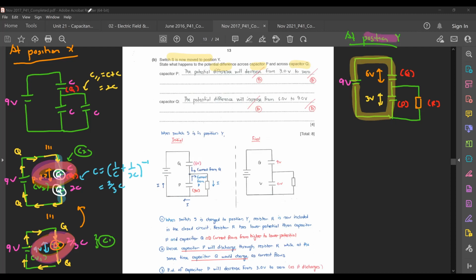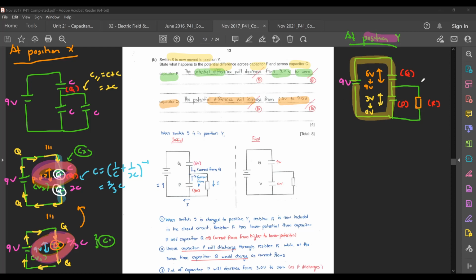For capacitor P, your PD will actually decrease from 3 volts to 0. So this part here, they tell you it will decrease from 3 volts to 0 volts. Whereas for capacitor Q, the PD will actually increase from 6 volts to 9 volts. Okay, so now why does it become like that in the first place?